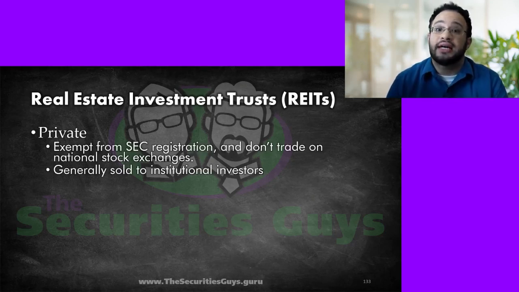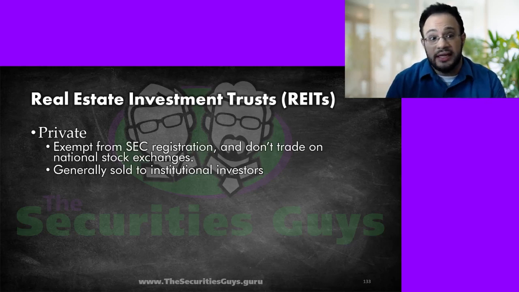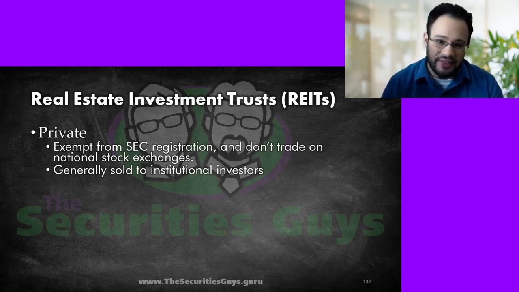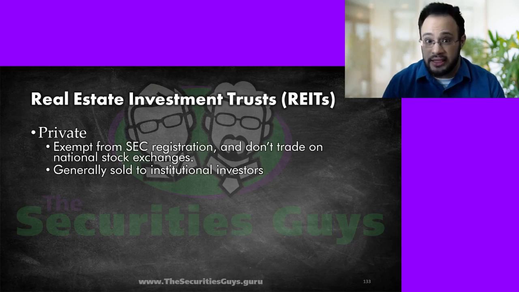But there are three types. They could be a private REIT. That is one that is exempt from SEC registration, and they don't trade on national exchanges. One of the things that we have to understand when securities don't trade on national exchanges, when there is not an active secondary market, they're going to have something called liquidity risk. That's the ability to actually sell the investment quickly for what it's worth.